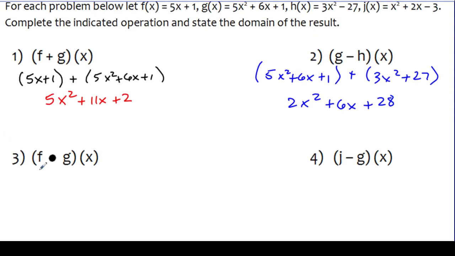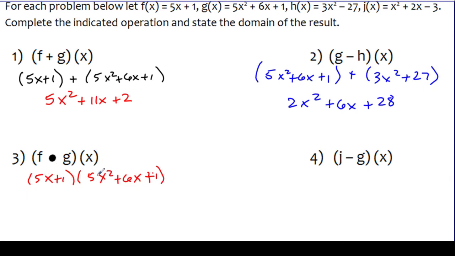Okay. So next problem, f times g. I'm going to say 5x plus 1. That is f. And then my g function is 5x squared plus 6x plus 1. In this case, it's asking me to multiply these expressions together. So I need to distribute the 5x into each term, and distribute the 1. We're going to get 6 parts that we just need to combine.